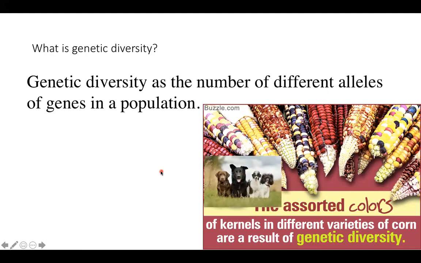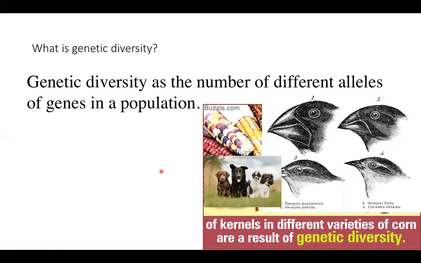Dogs. We all know that there's a great amount of genetic diversity in dogs. We all know that a Chihuahua and a Great Dane are in the same species, but clearly they're massively different. So there's great genetic diversity in species of dogs. Lots of combinations of alleles there.